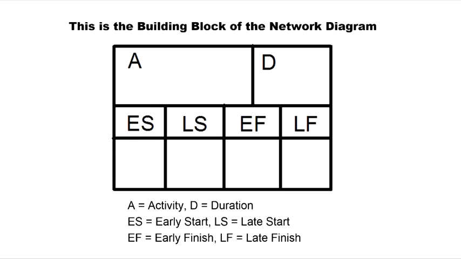We have a box here that has the activity, the duration for that activity, early start, early finish, and late finish. Early start, the earliest time this task could ever possibly start in this project. The early finish, the earliest this could possibly ever finish if everything went exactly right. Late start, the latest we could ever start this task and still get this project done on time.